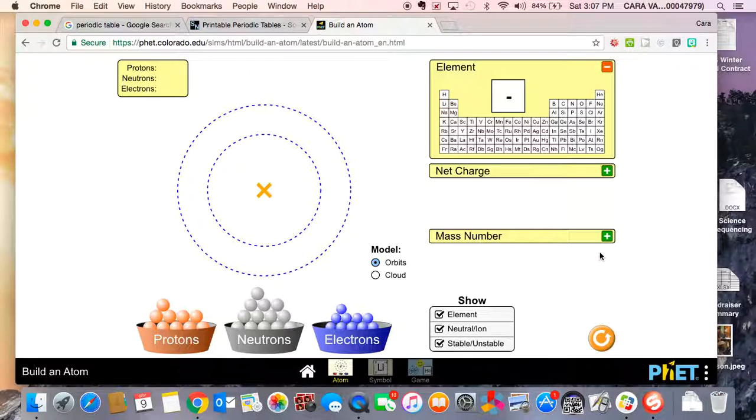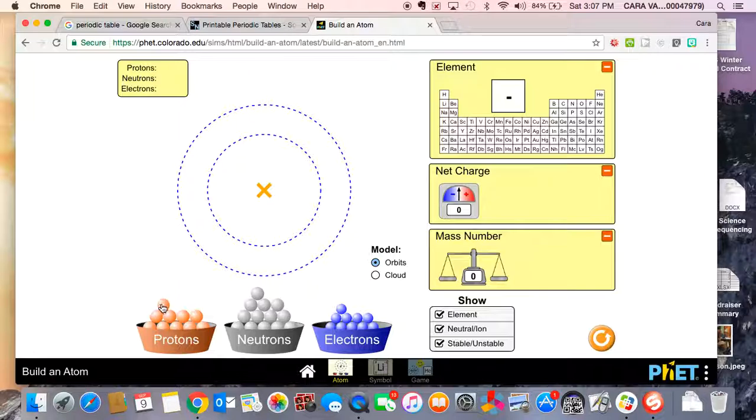I'm going to go ahead and check the box here for stable and unstable and bring these down so you can see a little bit more. The first question on the sheet that I gave you was just asking you a little bit about protons. And every time I add a proton, you see that something happens. Every time I add a proton, this is changing, okay? But then also this over here is changing.